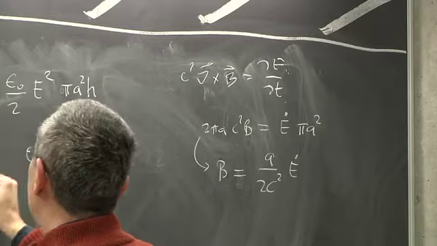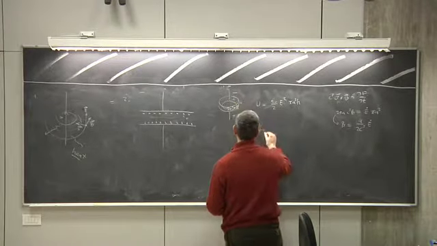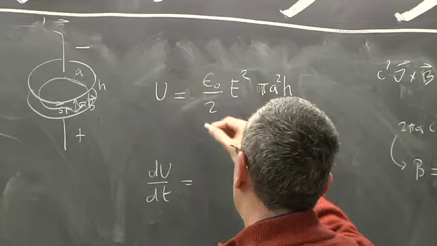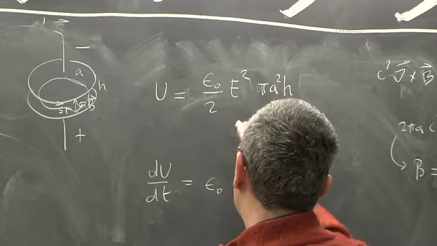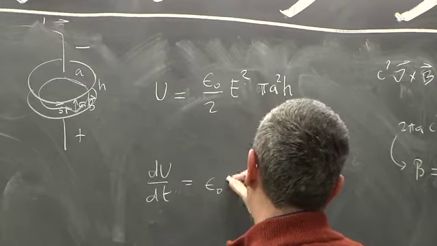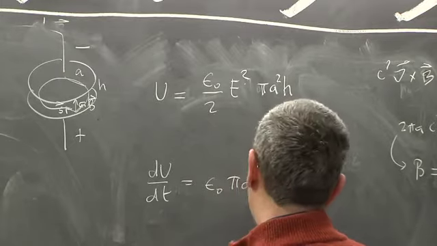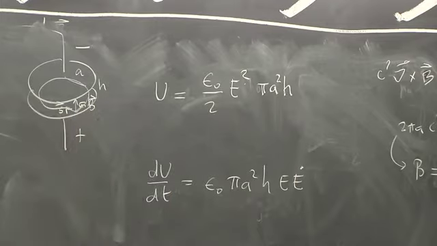So you see that the change in energy inside this volume is going to be the derivative of this, right? So you see that it's just epsilon naught, then the 2, so I get pi a squared h, E E dot epsilon naught, right?